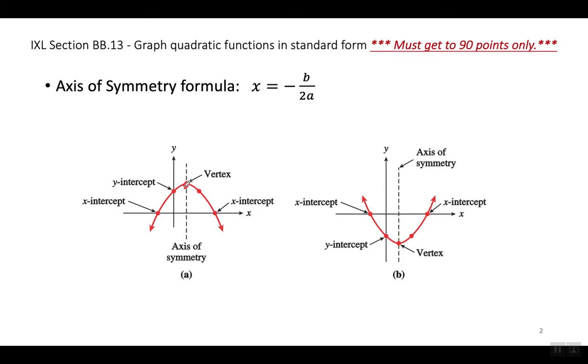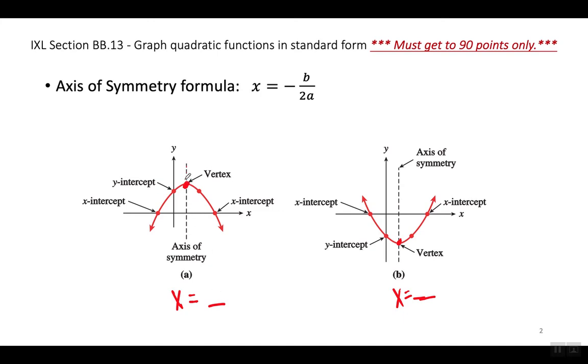Here's the vertex, and here's the vertex. The axis of symmetry is always going to be x equals a number. That number is the x coordinate of the vertex.